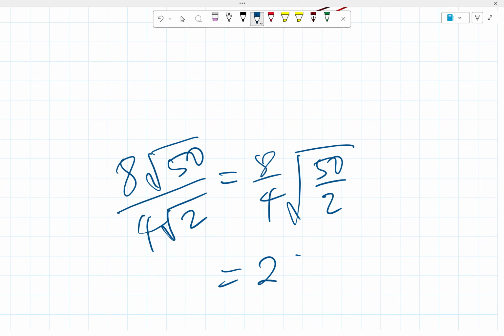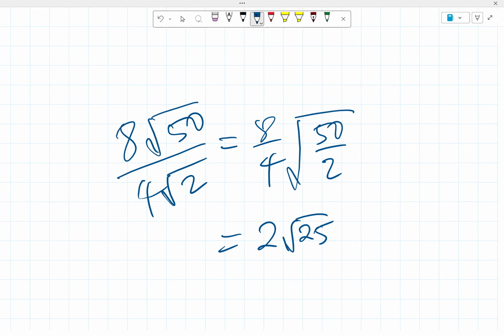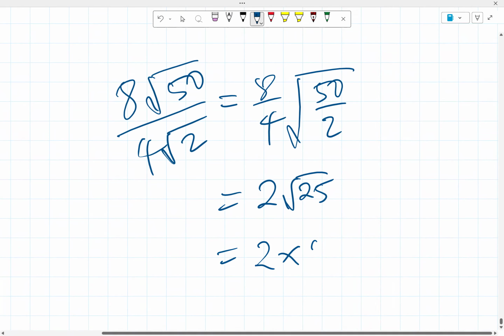8 over 2 is 2. 50 over 2 is 25. So we have 2 root 25. That's 2 times 5. Square root of 25 is 5, and that is 10. And that's how that goes, like that.